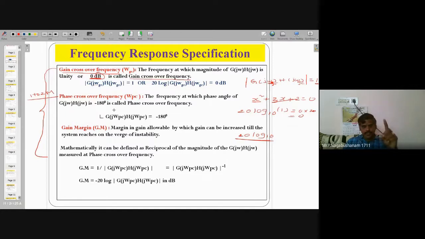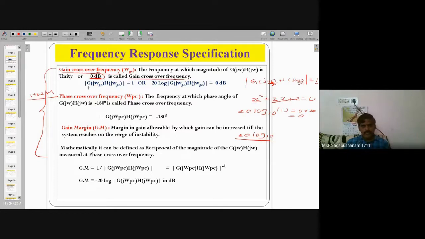Next terminology is the phase margin also. These four terms will come in the polar plot, Bode plot and Nyquist plot. That's why I'm defining here itself what is the meaning of gain crossover frequency. In all three plots, polar, Bode and Nyquist, this is the definition.